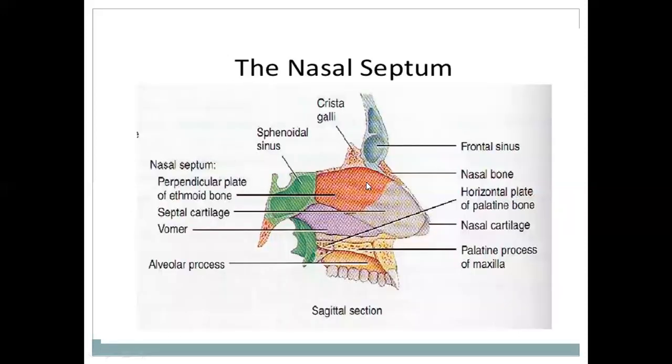So this is nasal septum. This is the perpendicular plate of ethmoid. This is the vomerine bone, and this is the septal cartilage. So the septum is actually the contribution by the bone and the cartilage.